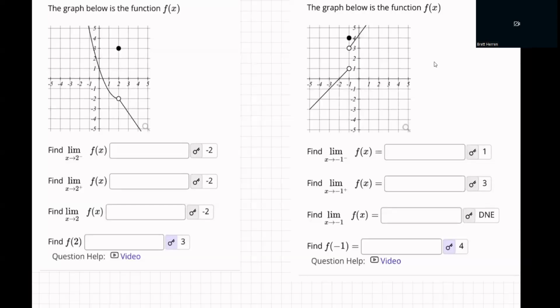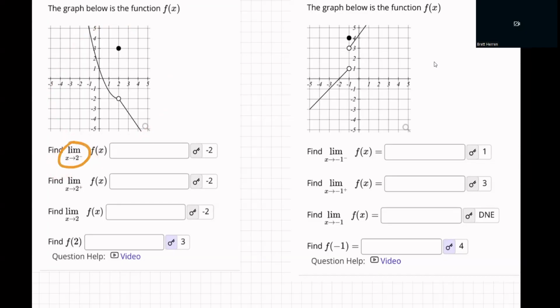Welcome to an example in which we are looking at graphs of limits of functions. So we're going to do three examples. So this one, first off, they're asking us right here, what is the limit as x goes to 2 from the left? Let me make sure you're clear on that.